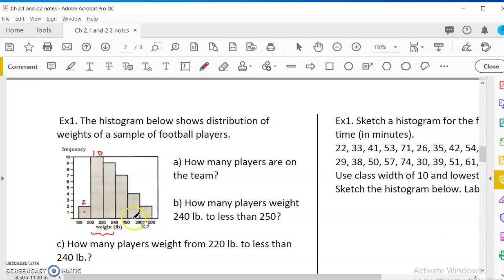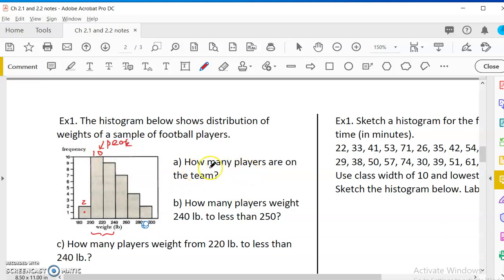It also shows the shape. So it is obviously not symmetrical. It's skewed, right? It's skewed. And most of the data is in the low end, right? So this is where the peak is, and it's in the low end.